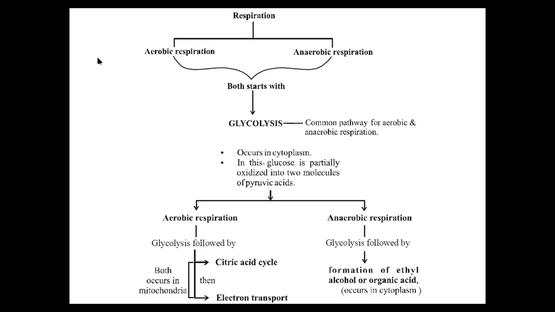In glycolysis, glucose will partially oxidize. It is not completely oxidized; it is converted to two molecules of pyruvic acid. Glucose is converted into pyruvic acid. That is glycolysis. Once pyruvic acid is formed, it will further proceed with aerobic respiration or anaerobic respiration.